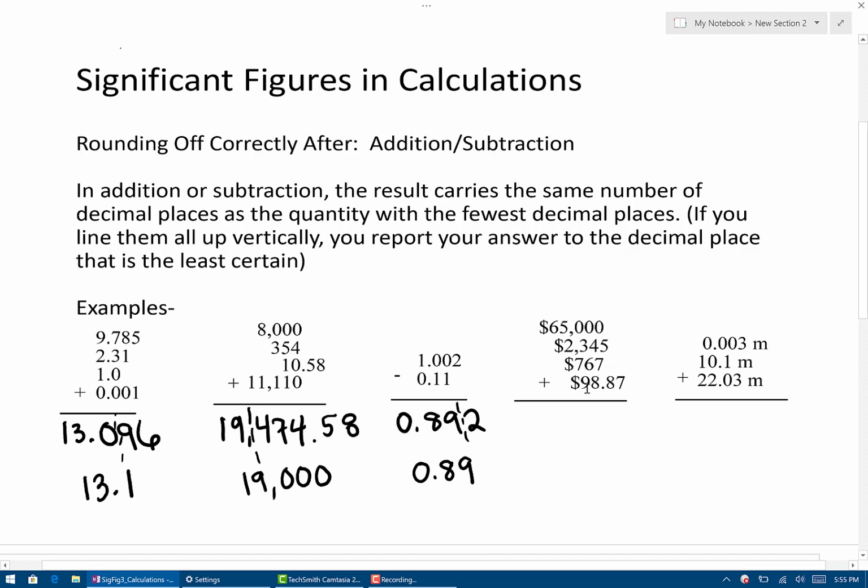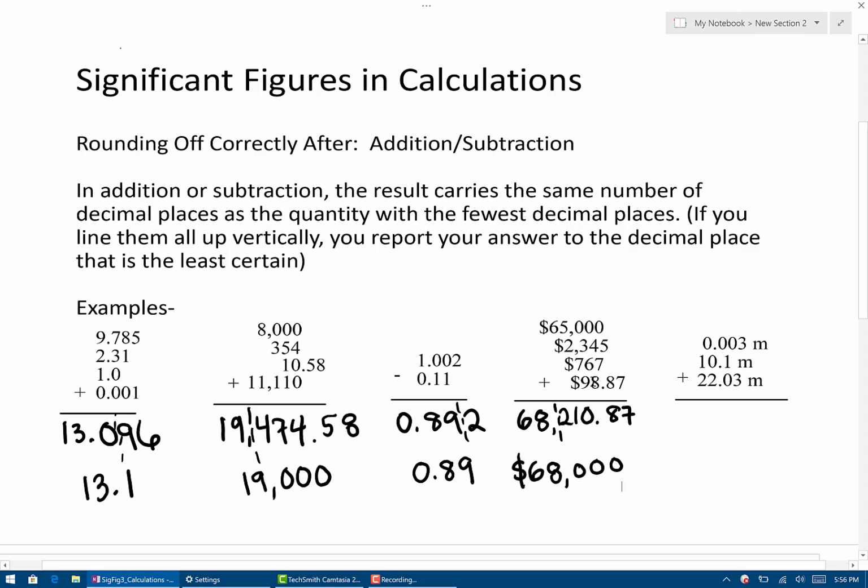So we could add up all these numbers. We would get 68,210.87. But we are limited by the 65,000, so we have to cut off at the thousands place. The number after our cutoff point is 2, so again it's below 5. So we report our answer here just as 68,000, and of course, dollars.